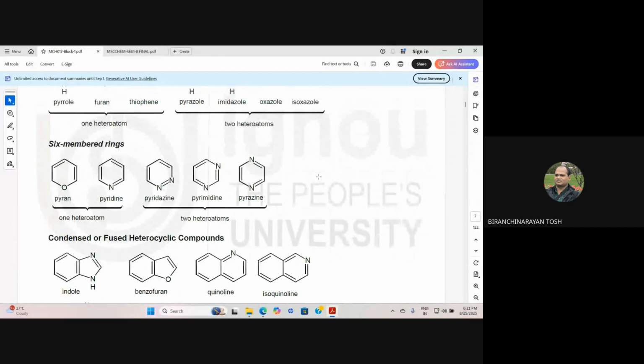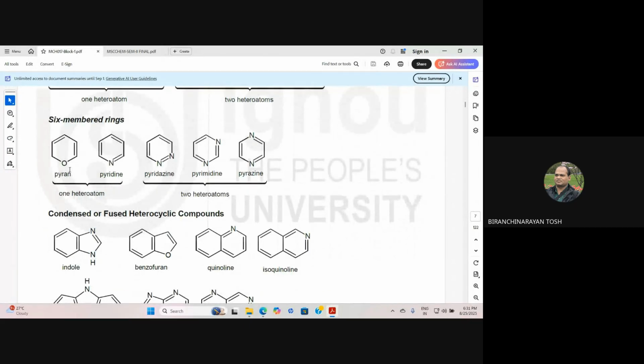For 6-membered ring, then pyran containing 2 double bonds, again aromatic. This is because this lone pair will take part in the conjugation system. So pyran, pyridine, pyridazine with 1,2 dinitrogen system, 1,3 dinitrogen is pyrimidine, and 1,4 is pyrazine.